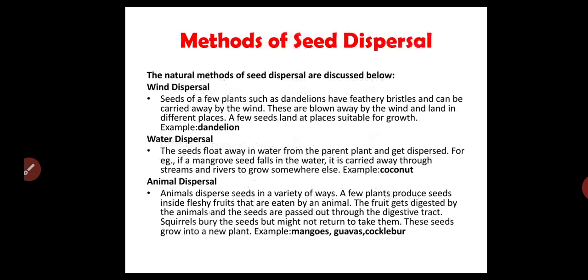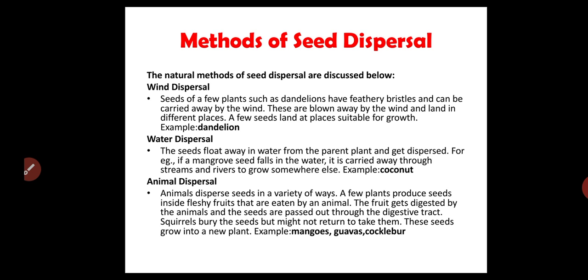Water dispersal: the seed floats away in the water from the parent plant and gets dispersed. For example, in a mangrove forest, you could see seeds that fall in the water and are carried out in the streams. A very good example is your coconut. A coconut can float for thousands and thousands of kilometers from one place to another. They just go and land somewhere, and if the situation permits over there, it grows into a new plant.